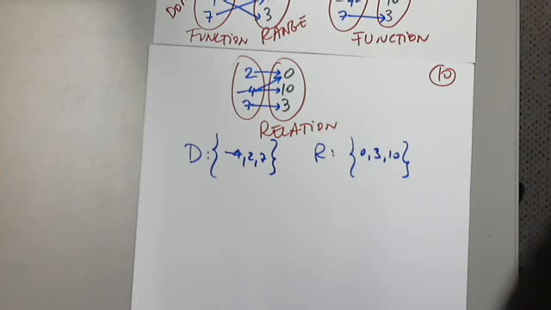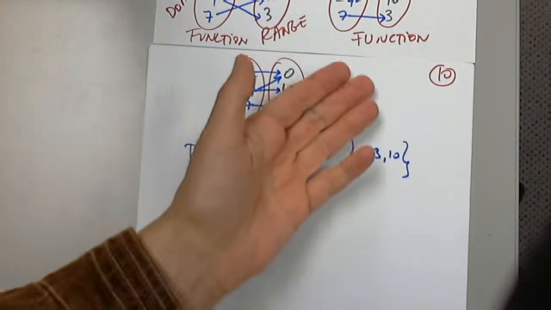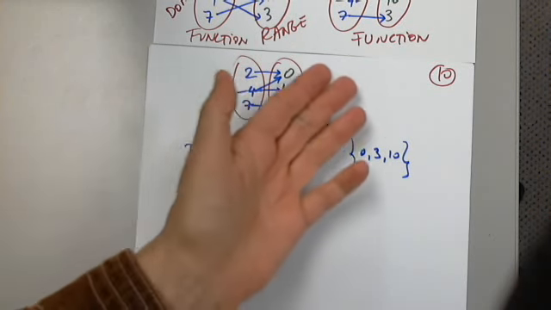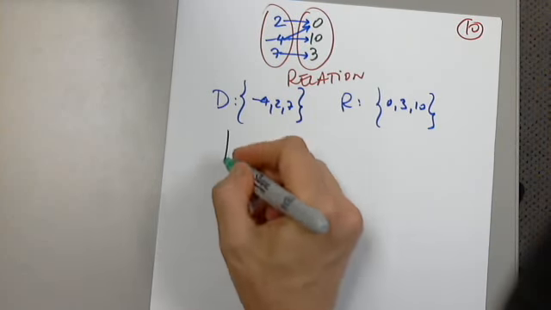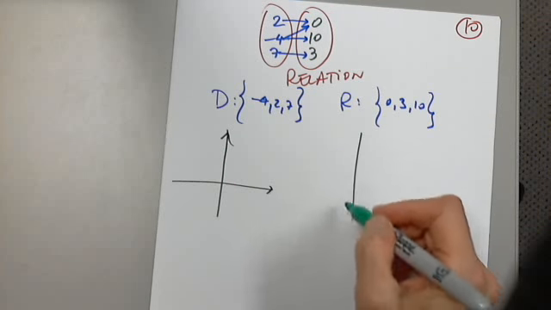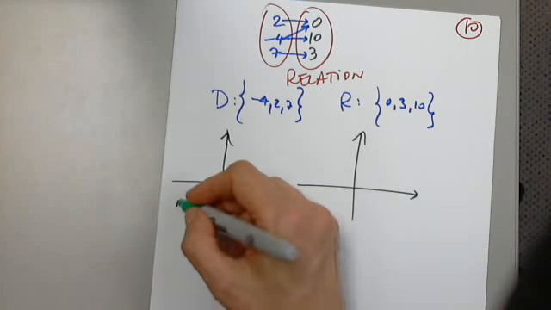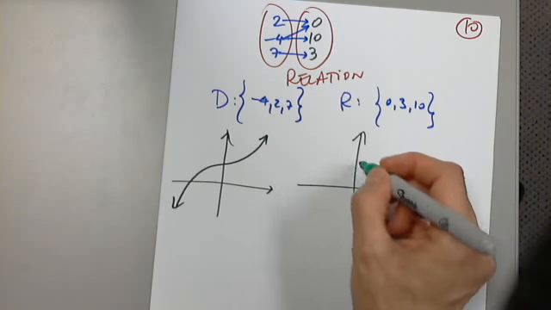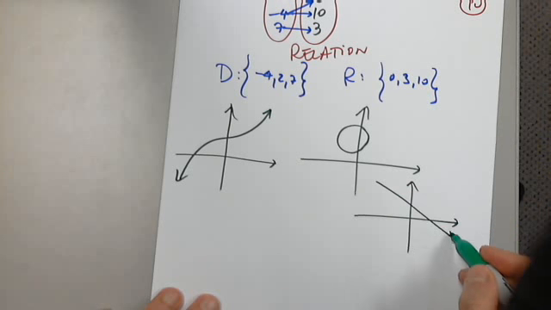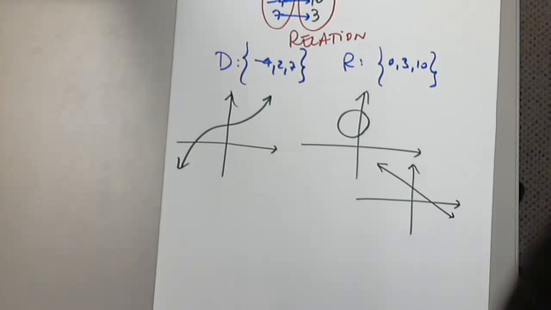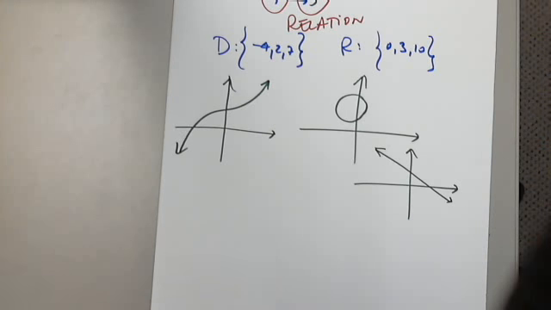Perfect. So from these representations, I was able to find which are functions and which are not. Now, what if I'm given some graphs? Let's say I have 3 graphs. Here's one. Here's another. And here's the third one. How do I identify which of the graphs represents a function and which one does not? Very good, very good. It's called a vertical line test.